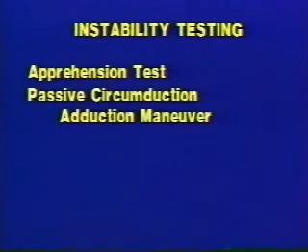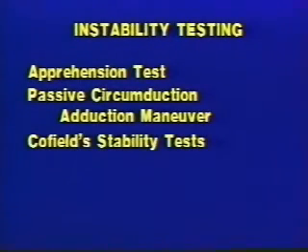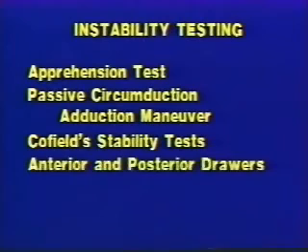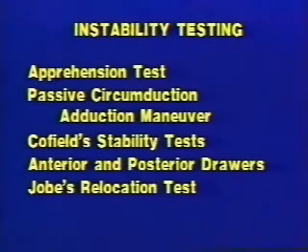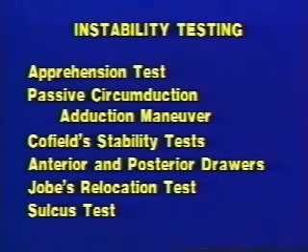The various tests described for examination of shoulder instability attempt to document abnormal translation between the humeral head and glenoid fossa with passive stress applied. The following tests are performed: the classic apprehension test, passive circumduction abduction maneuver, test for posterior instability, Cofield's translational stability test, performed in external rotation both sitting and supine, anterior and posterior drawers, tested in the supine position, Job's relocation test, and the Sulcus test for inferior and multidirectional instability.